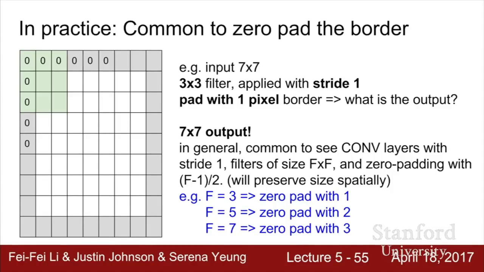In general, in terms of choosing your filter size, your stride size, and zero padding, what's common to see is filters of size 3 by 3, 5 by 5, 7 by 7. These are pretty common filter sizes. For 3 by 3, you will want to zero pad with 1 in order to maintain the same spatial size. If you're going to do 5 by 5, you can work out the math, but you want to zero pad by 2, and then for 7, you want to zero pad by 3.